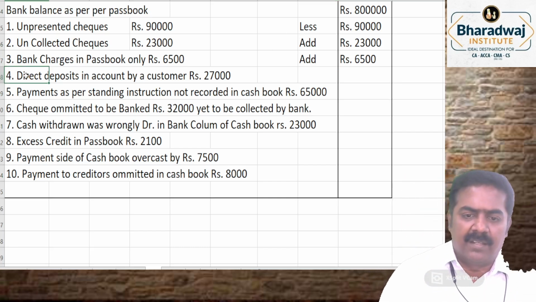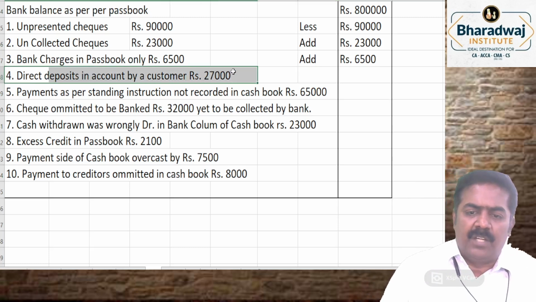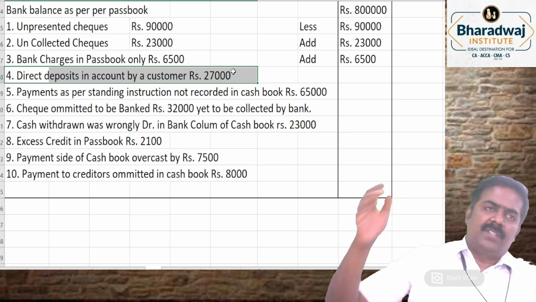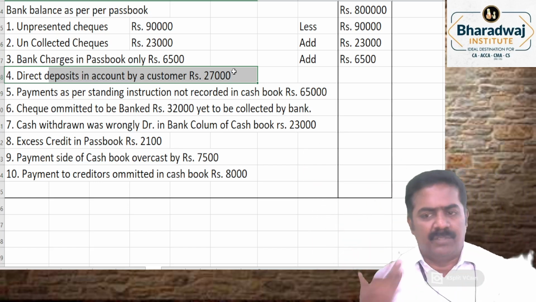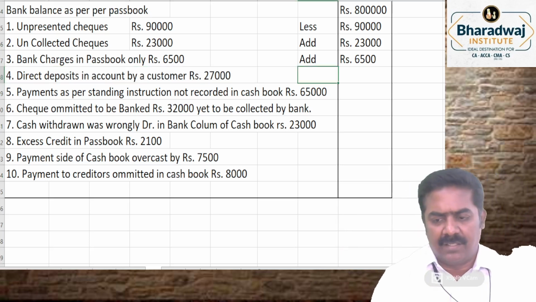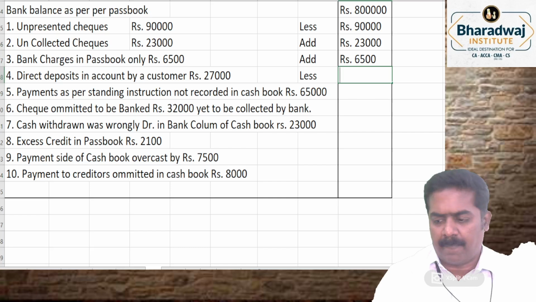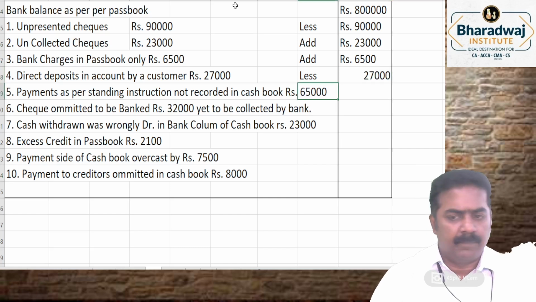Let us add back. Direct deposit into account by a customer. Customer account ல இன்னொருத்த வந்து deposit பண்ணிருக்காங்க. What the banker would have done? You would have added. Whether the customer has added? No, less. Next.